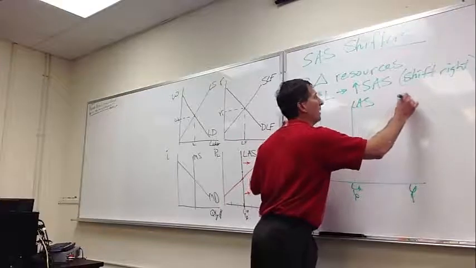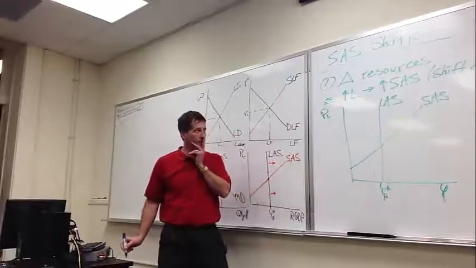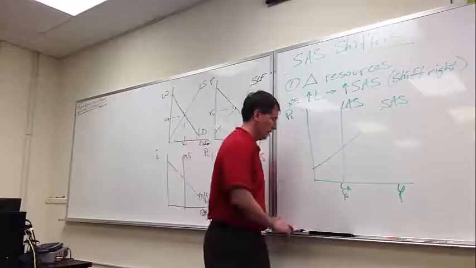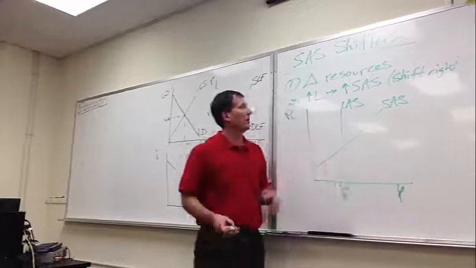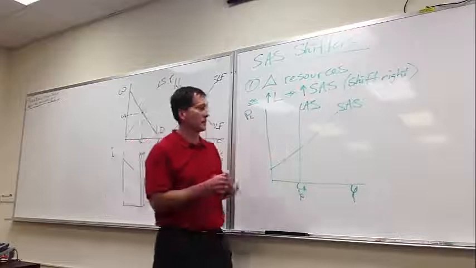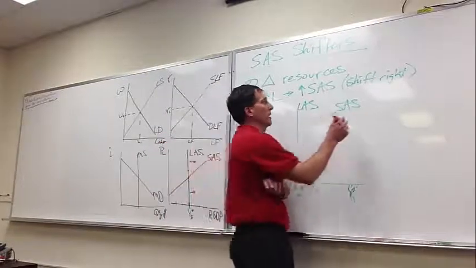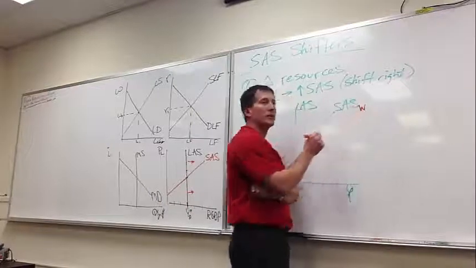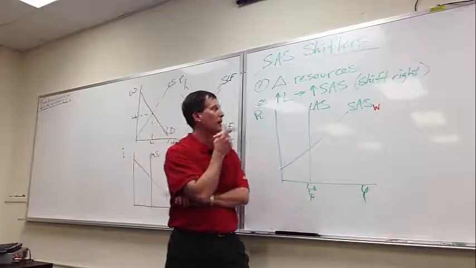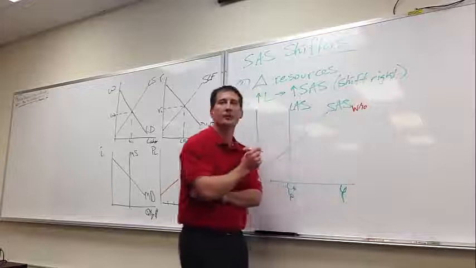So just draw a short run aggregate supply curve and a long run aggregate supply curve. Now, as a reminder, along this short run aggregate supply curve, nominal resource prices are held fixed. I'm just going to use a big W, which we used in chapter 6 when we talked about wages. Let's just say that the wages are constant at $10 an hour.